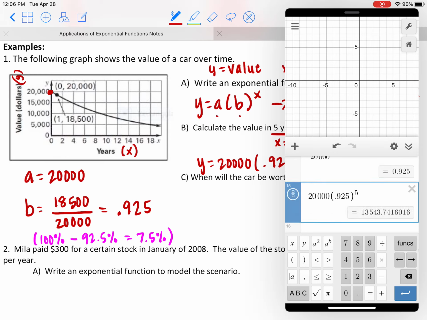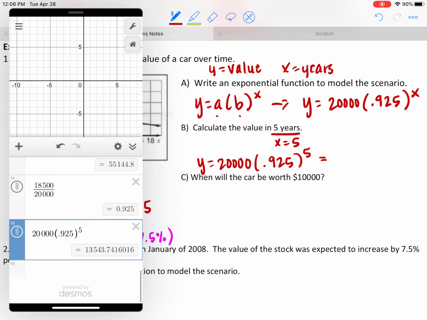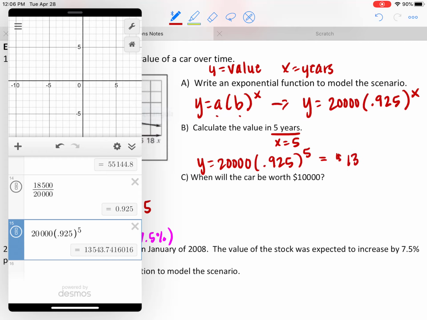So y is going to equal 20,000 times 0.925 to the 5th power. So calculator says 20,000 times 0.925 raised to the 5th power is $13,543.74. So after 5 years, you've lost almost $7,000 of the value in your car.